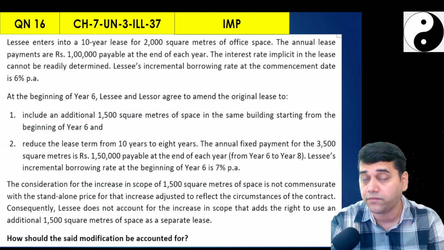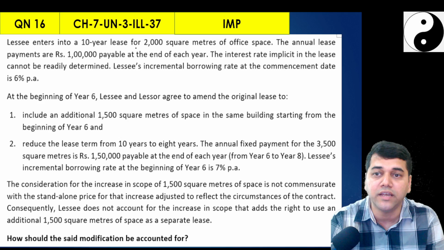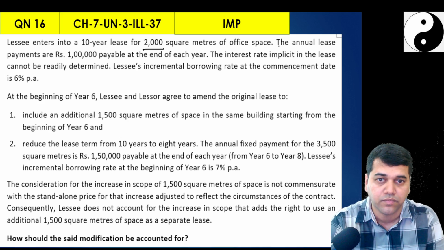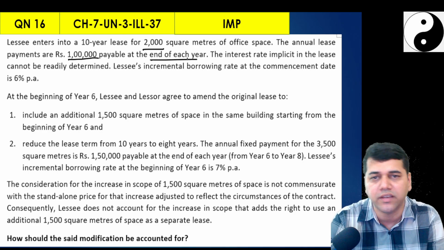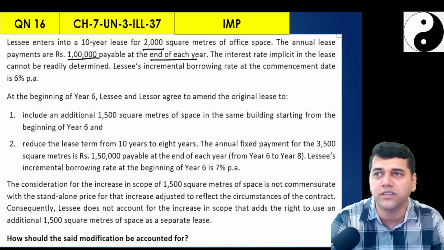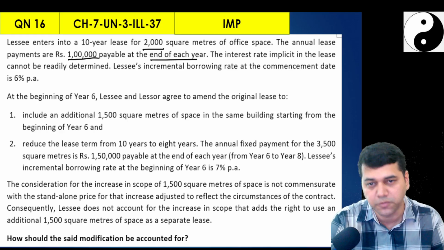Yes, this question is a very important question. Lessee enters into a 10-year lease for 2,000 square meters of office space. The annual payments are 1 lakh, payable at the end of every year. All these are in the series of illustrations 34, 35, 36, 37. The interest rate is 6%.